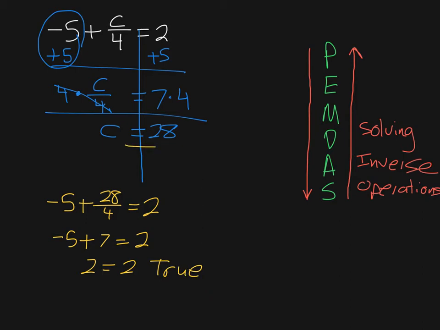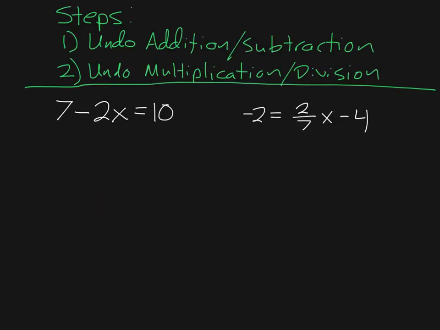C equals 28 makes the equation true, so that's how we know that this is the solution to the equation. As you saw in the last two examples, to solve these equations there's always two steps. The first step is we always undo the addition and subtraction first. Always undo the addition or subtraction first, and then we undo the multiplication or the division. So we're going to go over two more examples here before we're done.